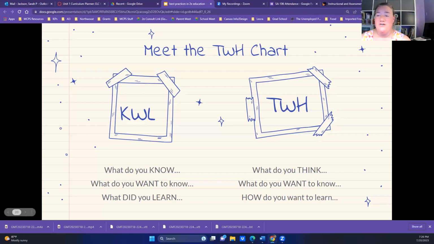The second question, what do you want to know? I think it remains valid. And then the last question is, how do you want to learn? So one easy step with differentiation is asking the kids how they want to present the knowledge that they have. Again, we don't necessarily need to do 30 different ways for 30 different kids, but it's going to help give us some insight into what it is the students want to do.